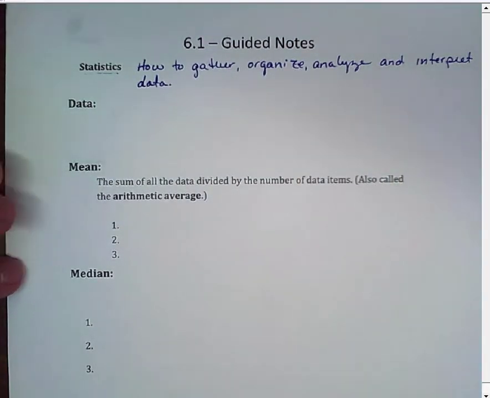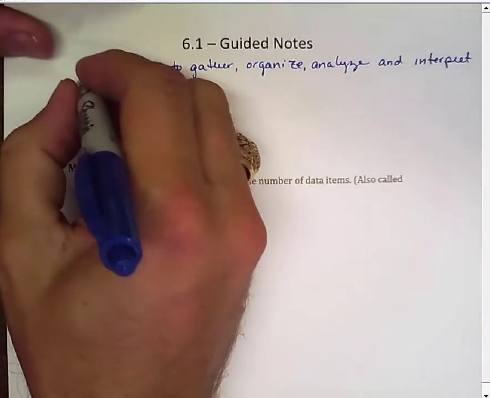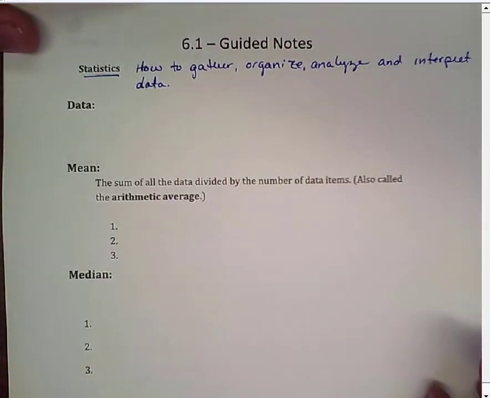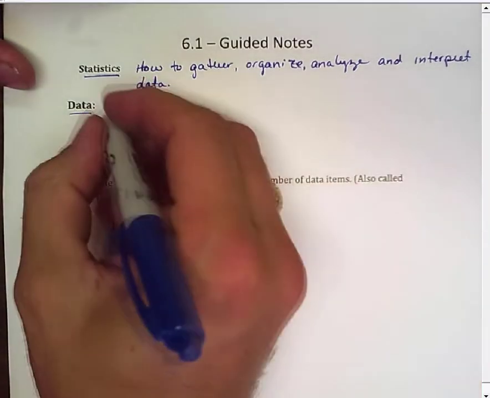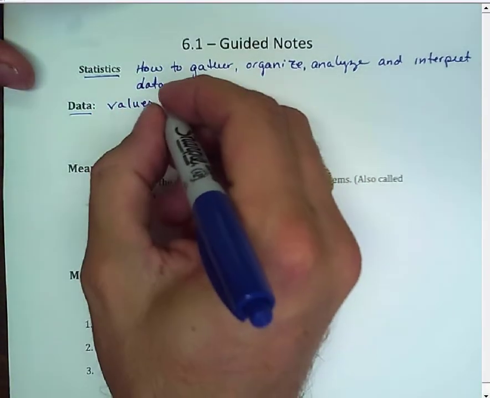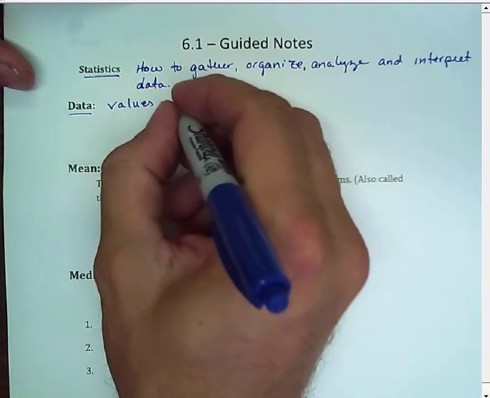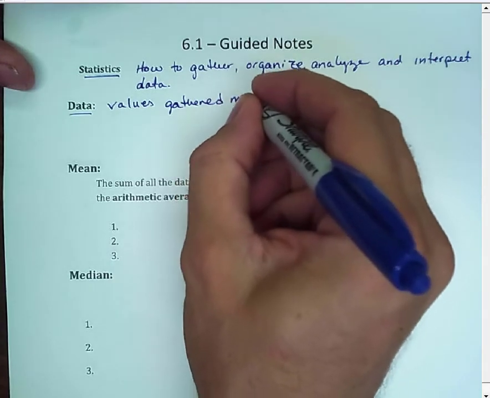You'll find it everywhere. You'll find it on your local news cycle. You'll find it in science, in business, in everything to improve how we make decisions about particular fields of study. Data itself are just the values that we gather, the values that are gathered when we measure some characteristic.